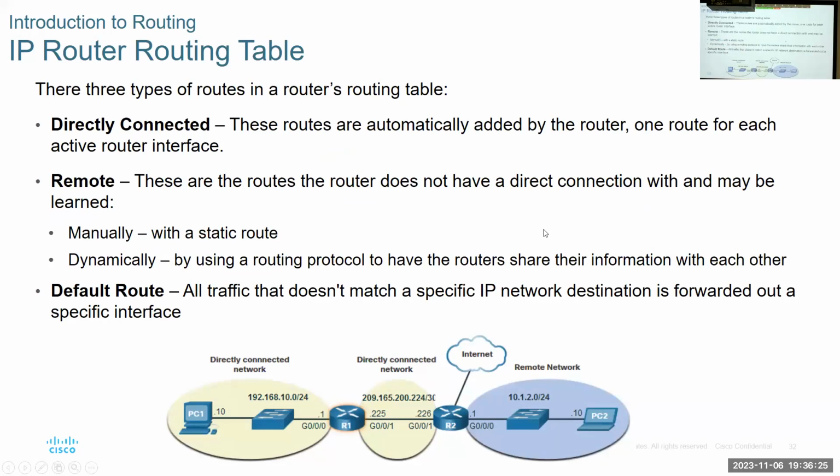Okay, so we pretty much already talked about this. This is directly connected, remote or default. This is a little bit different than the host. With the host, it was either loopback, on the local LAN, or remote. In this case, you can have a bunch of remote networks in a routing table, but you're not going to have every remote network on the internet in your routing table, right?